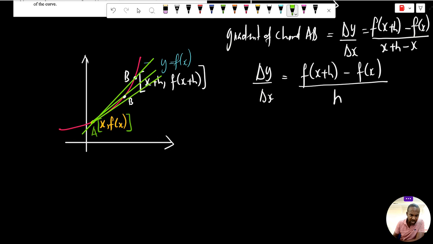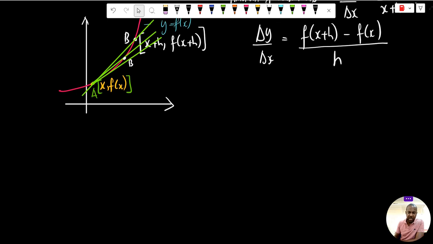So what's going to eventually happen is that as it gets closer and closer to A, the chord becomes a tangent to the curve at A, right? So essentially, as the point B gets closer and closer to A, this straight line, the chord, eventually becomes a tangent to the curve at A, and this is how we basically define the derivative.